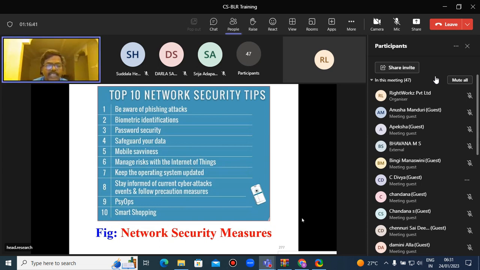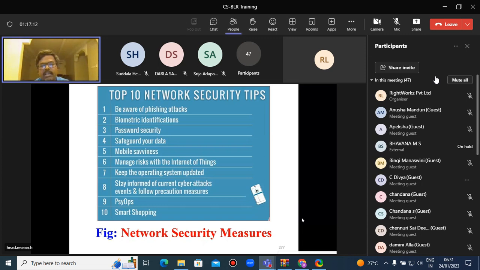Biometric identification, like fingerprint recognition, thumb recognition, and face recognition, comes under biometric identification. Password security: provide a strong password with a combination of alphabets, numerals, special characters, and uppercase and lowercase letters. Safeguard your data, mobile savviness, manage risks with the Internet of Things.